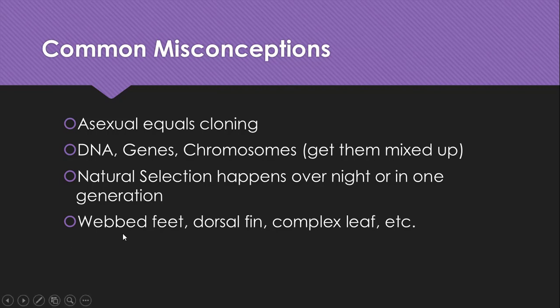For instance, they might not know what webbed feet is, or a dorsal fin, or a complex leaf versus a simple leaf, or a membranous wing, or anything like that. So specific parts of animals, sometimes students get confused. A fork in the tail. I thought that was pretty self-explanatory, but students had no idea what a fork in the tail was until I showed them what it was.